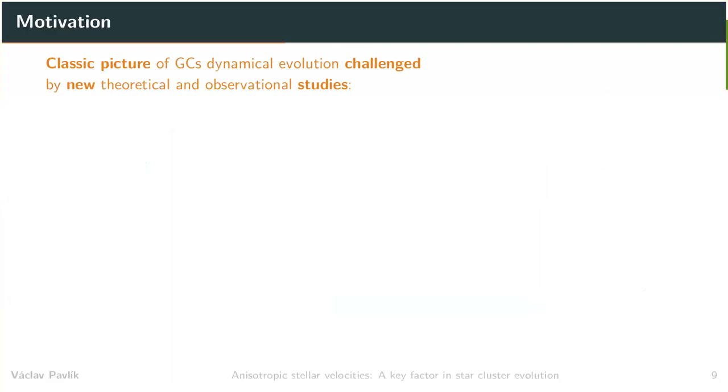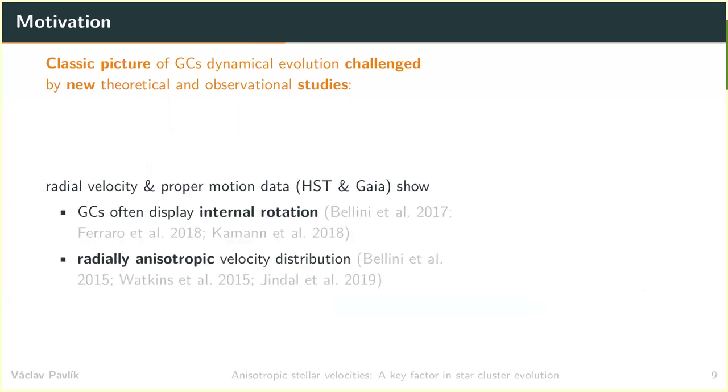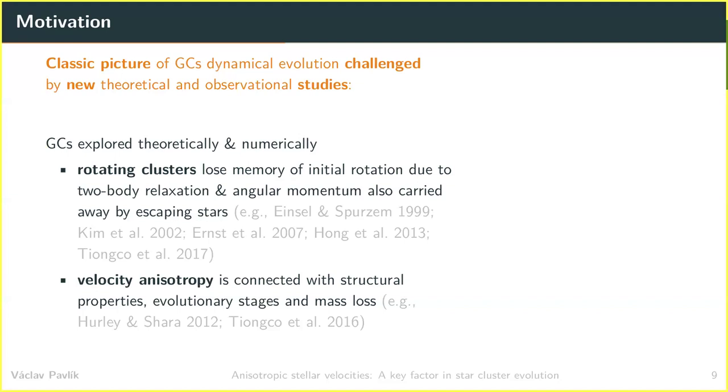So our motivation for the study I'm about to present is that the classic picture of globular cluster dynamical evolution was challenged by new theoretical and observational studies, starting with HST and Gaia, that showed that globular clusters often display internal rotation and radially anisotropic velocity distribution, something that was not isotropic anymore. Theoretically, rotating clusters have been investigated. They lose memory of initial rotation due to two-body relaxation. Angular momentum is carried away. Velocity anisotropy could be connected with structural properties, evolutionary stages and mass loss.